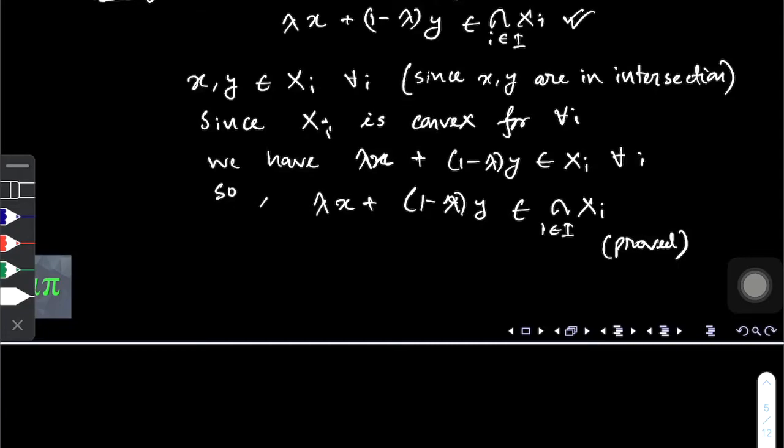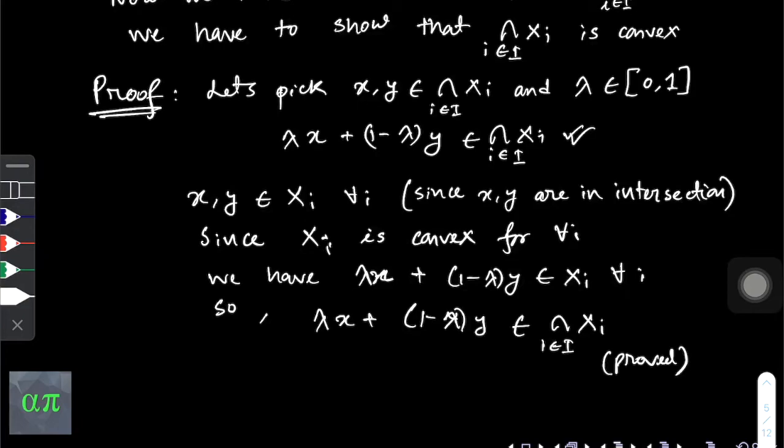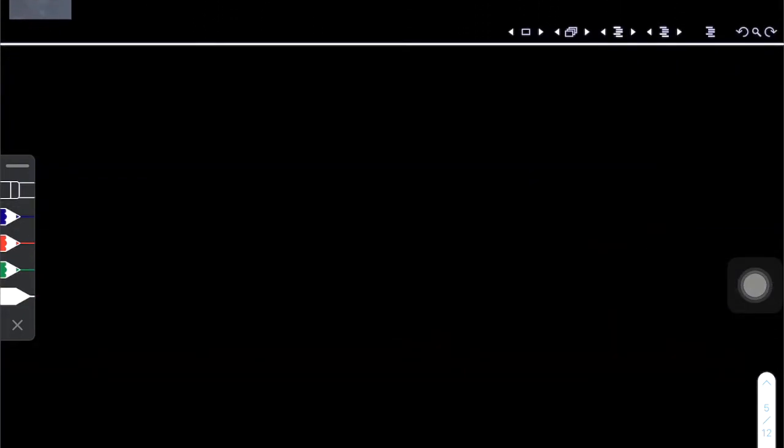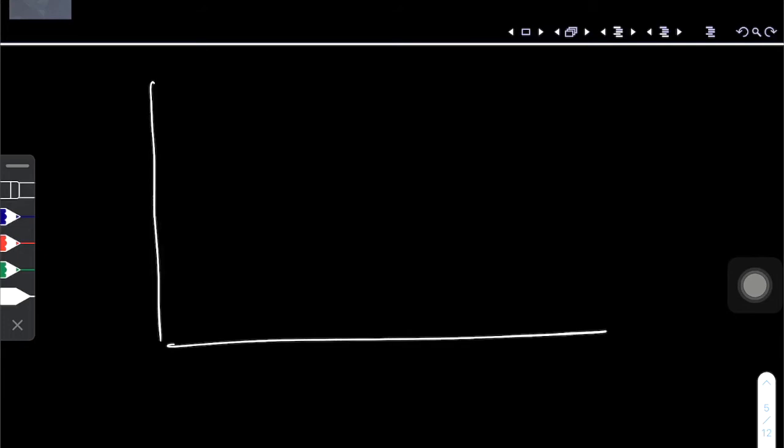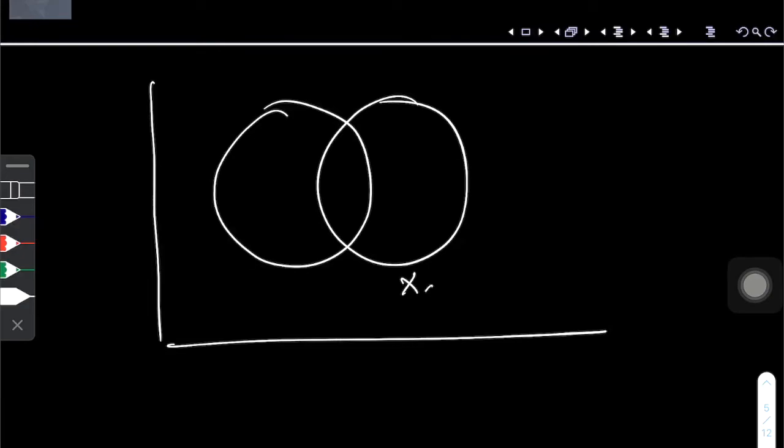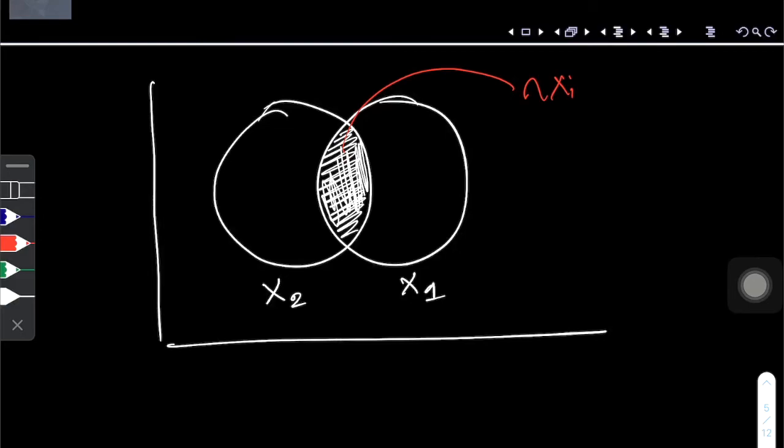I'll go over it and explain it with a diagram right now. Let's say we have this coordinate plane and we have these two sets which are both convex sets. We have this set X1 which is convex and this set X2 which is convex, and the theorem says that the arbitrary intersection of these two sets will also be convex. We can see the intersection of these two sets is represented by this shaded area. So in this current setting, this shaded area represents the intersection of X_i, which in this case is the intersection of X1 and X2.